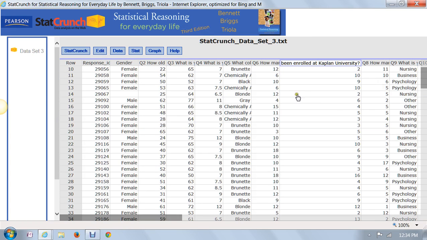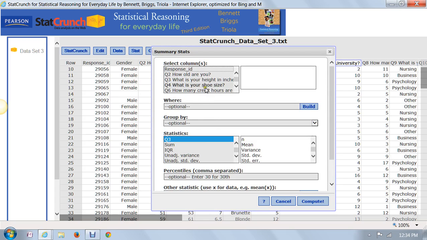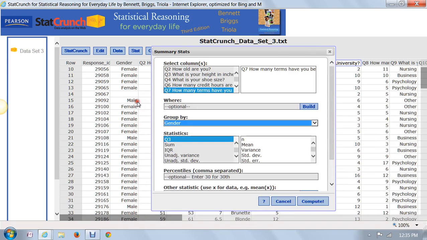Okay, now suppose we want to do this. Suppose we want to know not only how many terms have been enrolled at Kaplan University, but suppose we wanted to, let's do the same thing, columns. How many terms have you been enrolled at Kaplan? But now suppose we want to group it by females only. It says group by gender. Okay, group by gender.